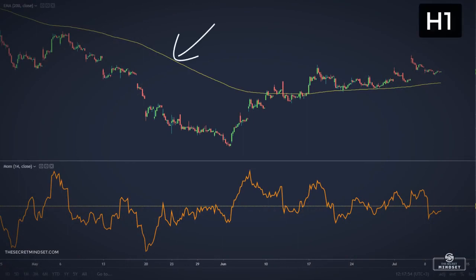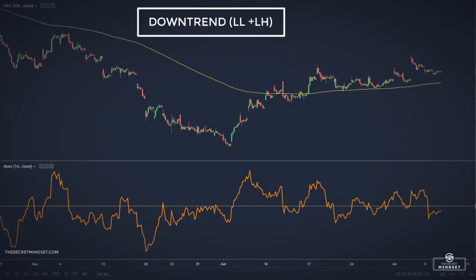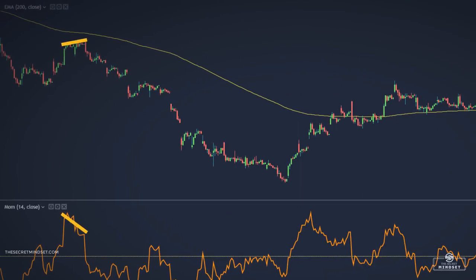We added the 200 EMA, the price is below it, lower lows and lower highs, so a clear downtrend. We search for divergences on the upper side of the momentum. Here is the first divergence, the price making higher highs and the momentum indicating lower highs. You enter short when the momentum crosses below the zero line.